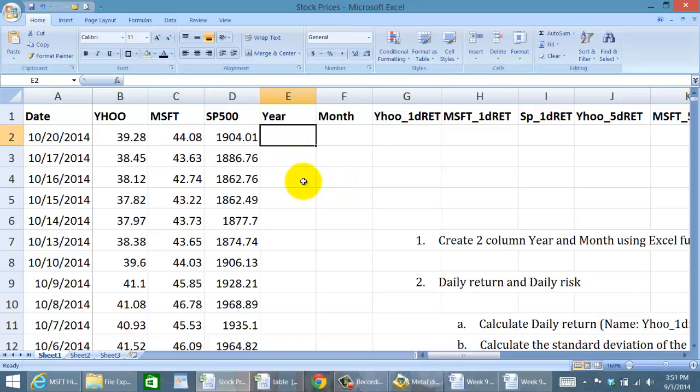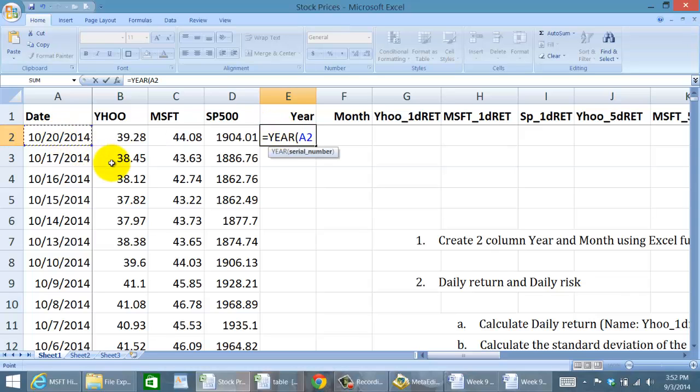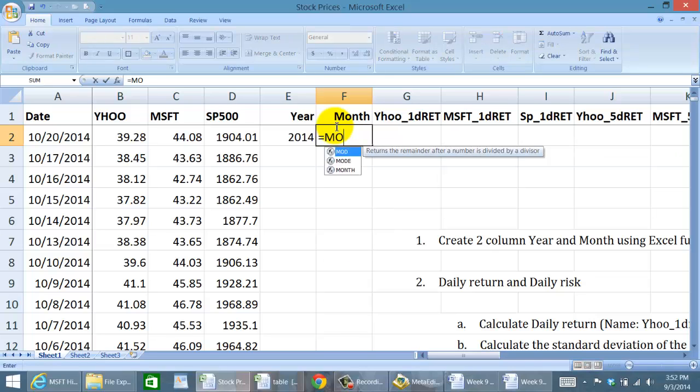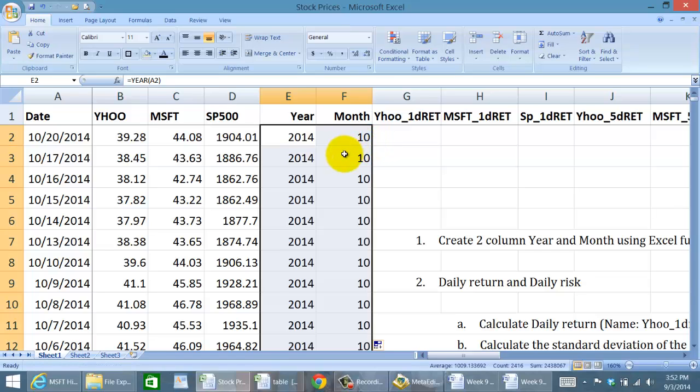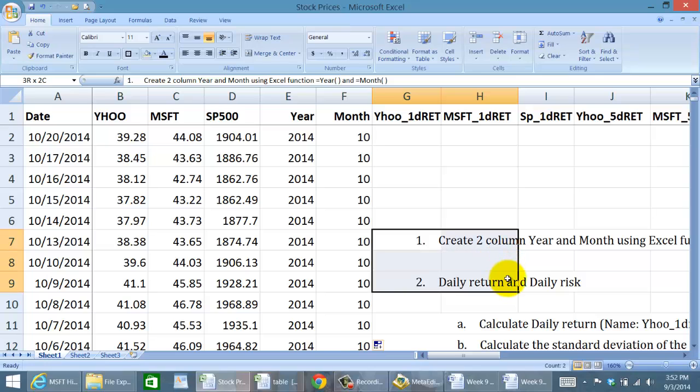I want to create two new columns, one for year and another for month. The functions we use are very easy to remember. For year, we use the function YEAR of the date. We click on the date cell, close the parentheses, okay, year 2014. For month, we use the function MONTH, open the parentheses, click on the date cell, and it gives us the associated month. So over here, select it, double click. That's it.